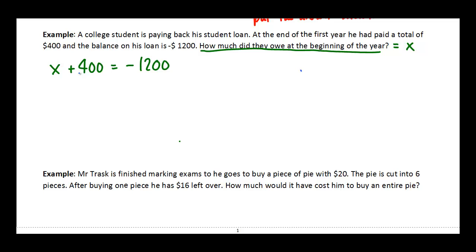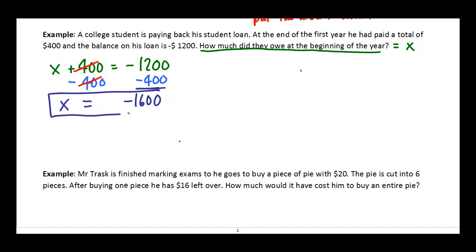So I'm going to subtract 400 from both sides of the equation. When I subtract 400, this cancels out with that 400 right there. And I'm left with X is equal to, and I have to solve this right here. So I have negative 1,200 minus 400, which is actually going to end up being, let's see, negative 1,600. And that's my final answer.